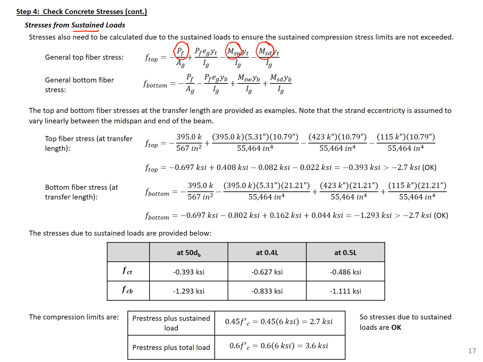You can see here as an example again, I'm finding the top and bottom fiber stresses at the location of the transfer length. So we can calculate the stress in the top fiber and stress in the bottom fiber and see that at the transfer length, the stresses check. So we're okay here and we're okay there. Looking at 40%, 50% length as well, our stresses are okay at these locations too. So we're okay with our pre-stress plus sustained load.